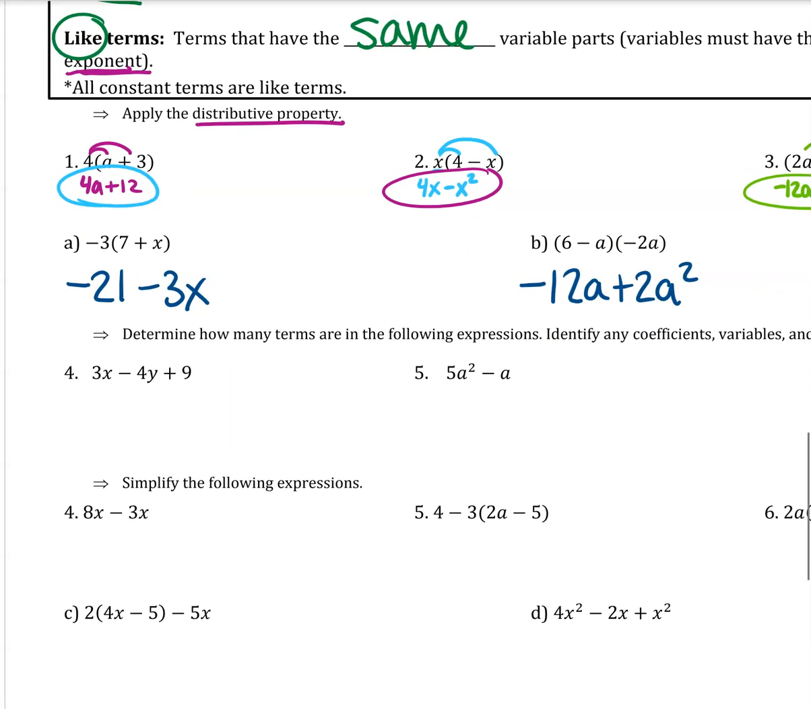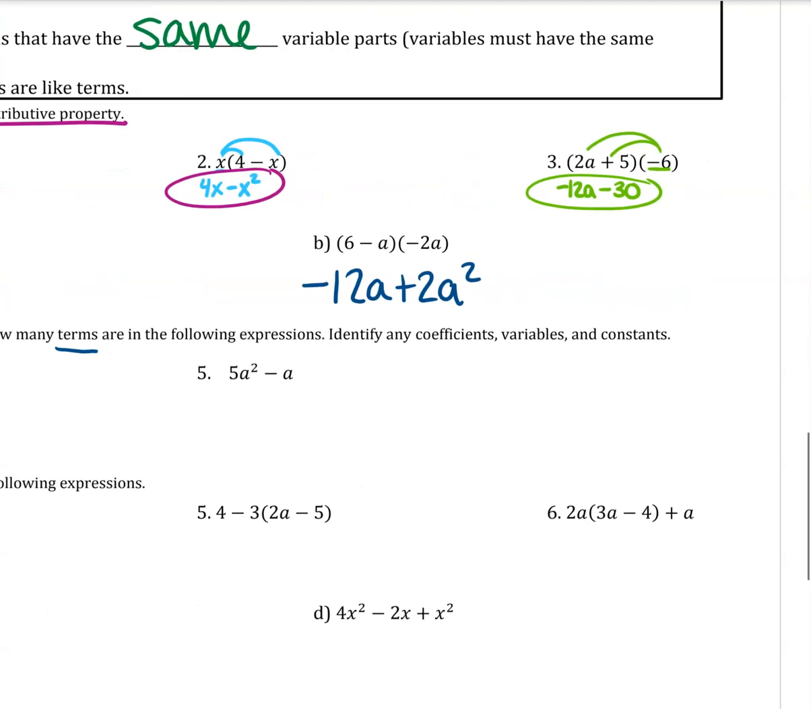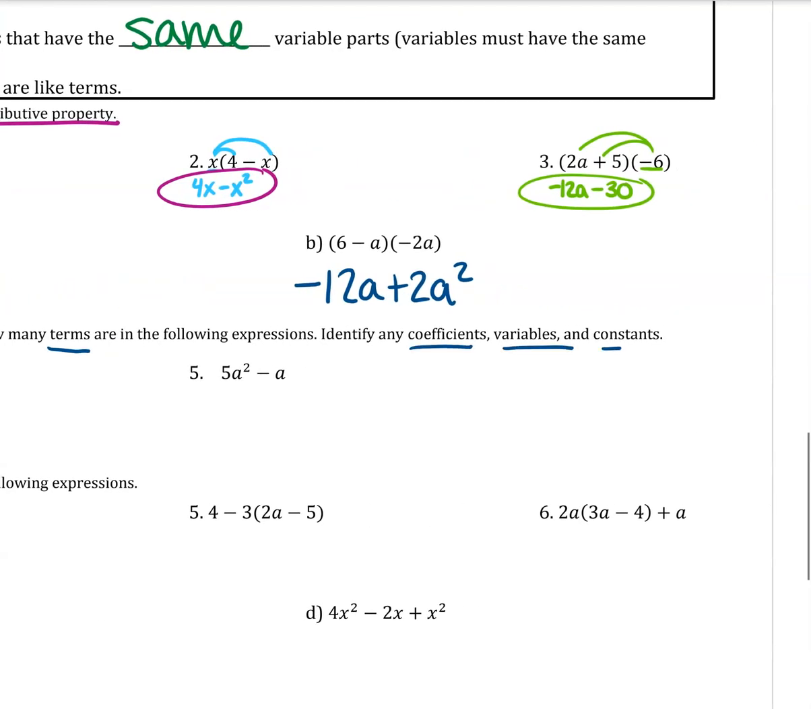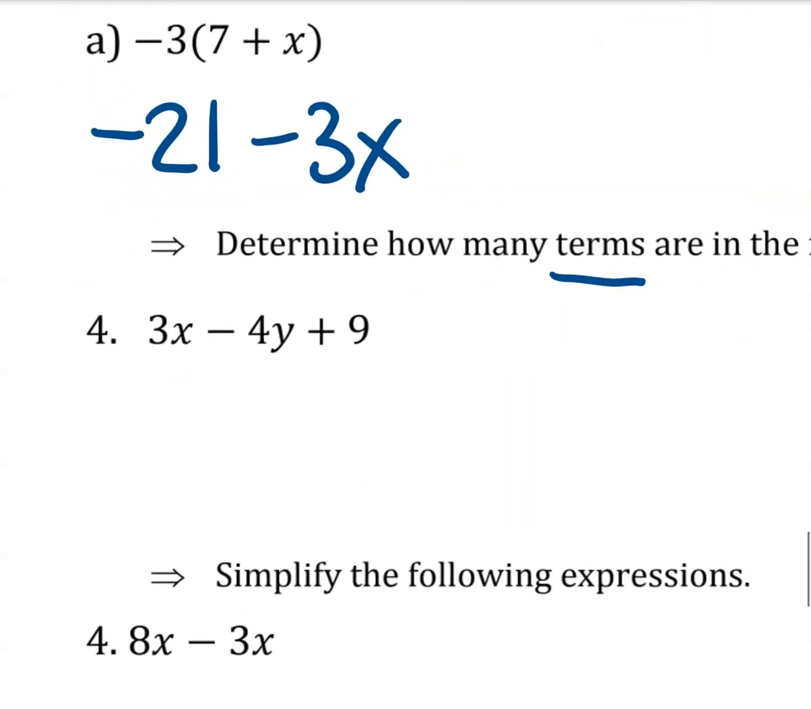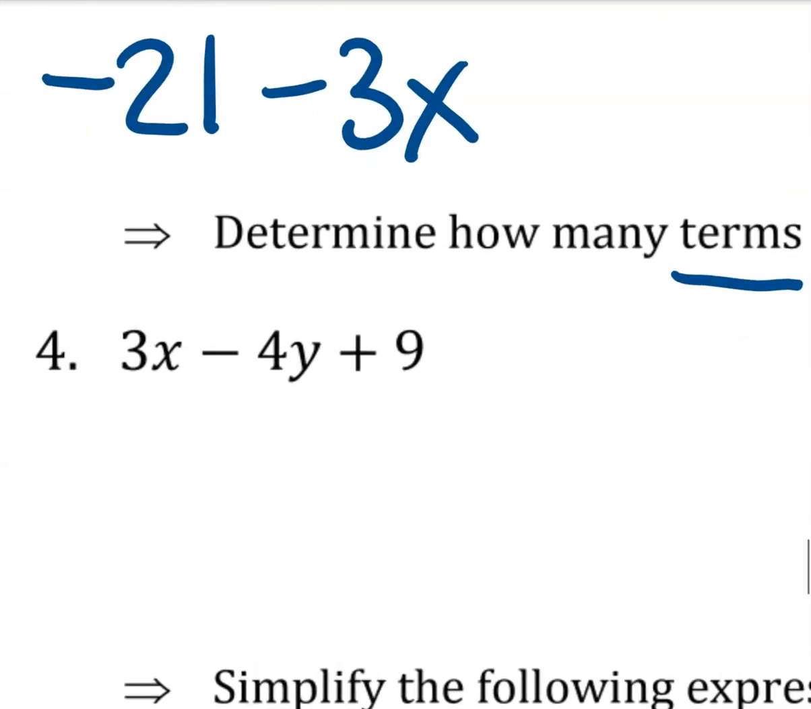All right. There's a lot going on in the next one. It says determine how many terms, and then it also wants you to say coefficients, variables, and constants. So we're going to make kind of a big list on 4 and 5. Okay, so let's look at 4. So let's start with how many terms. Remember, in your vocab box, terms meant things that were added or subtracted in your equation.